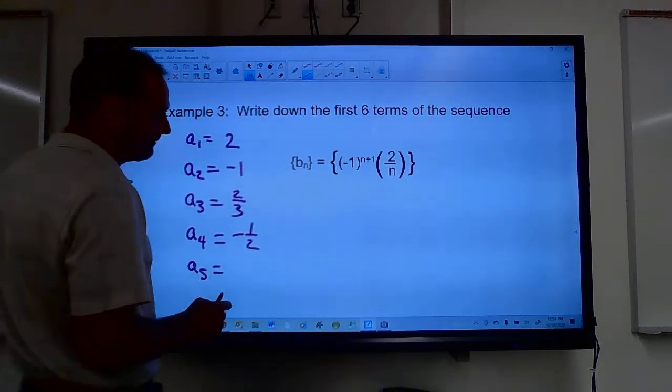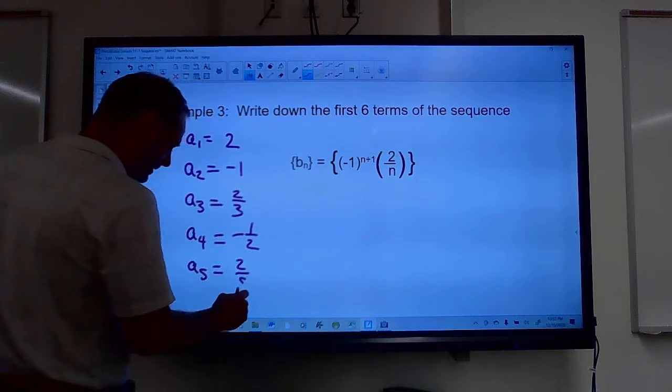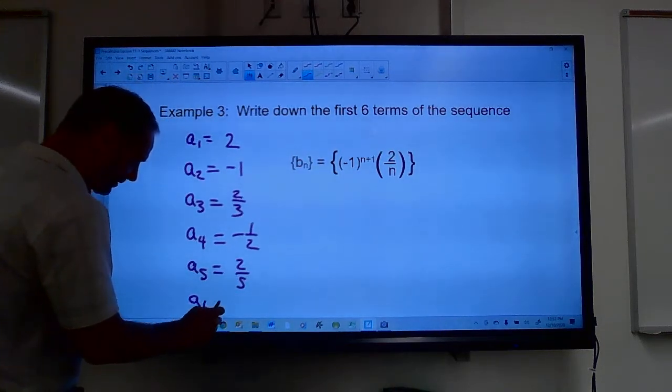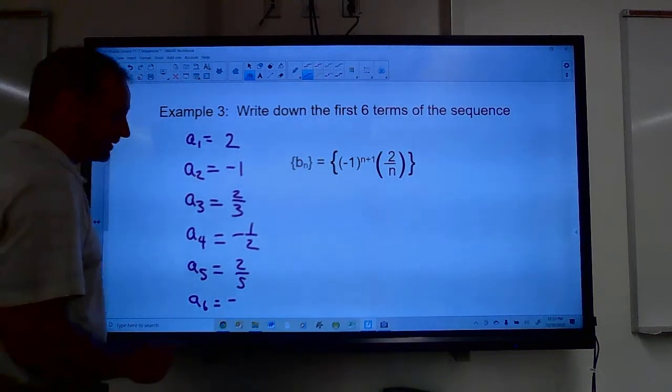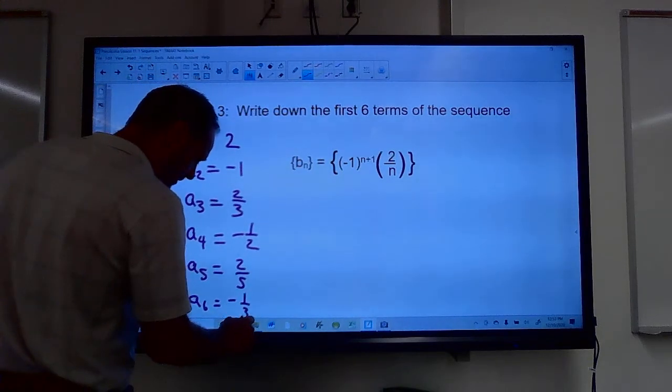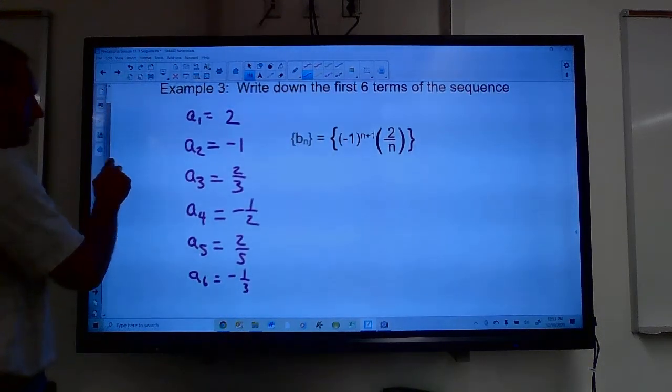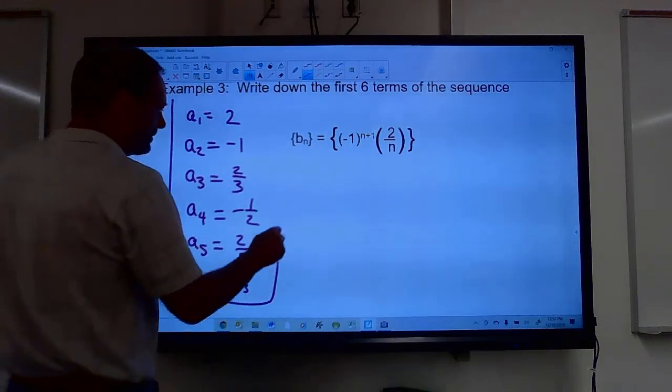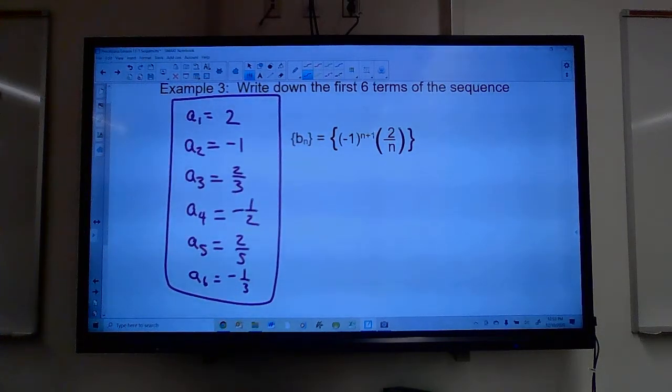B sub 5 is going to be 2 fifths. And you can crank these out pretty quick once you kind of see the pattern. This is going to be negative 2 sixths, which will be negative 1 third. Okay, so there's my first six terms of that sequence.